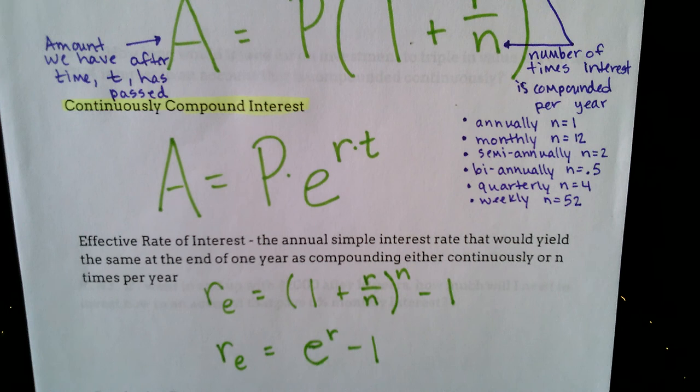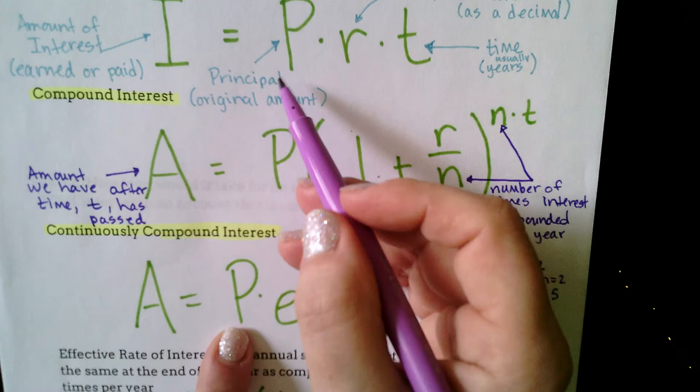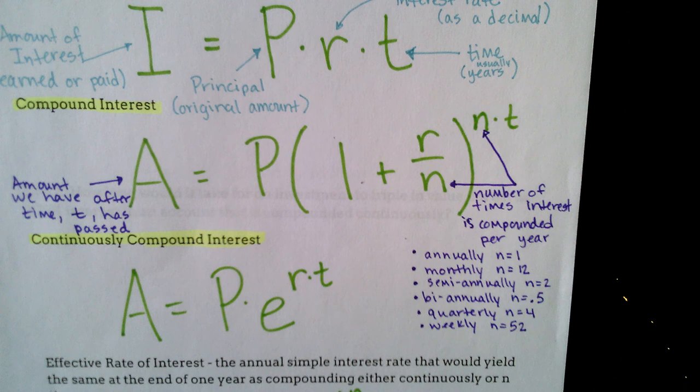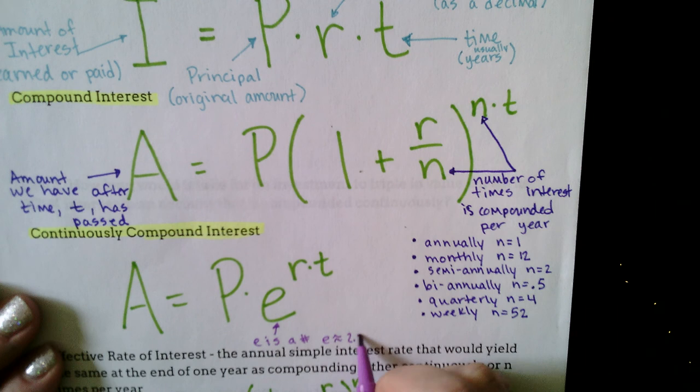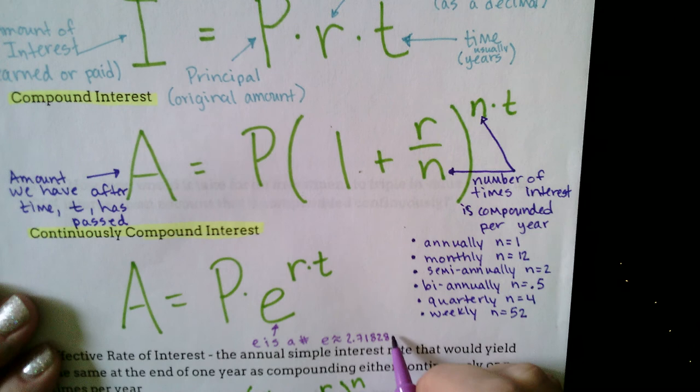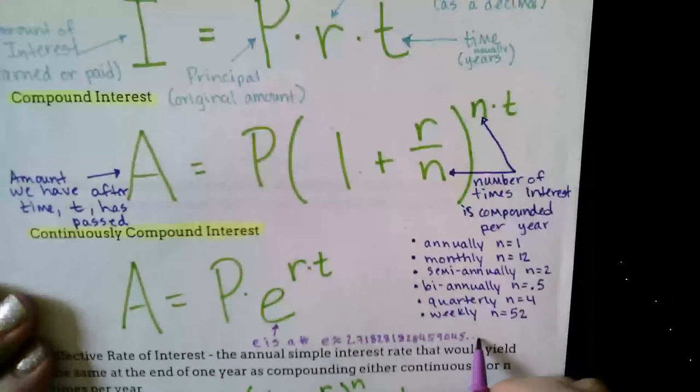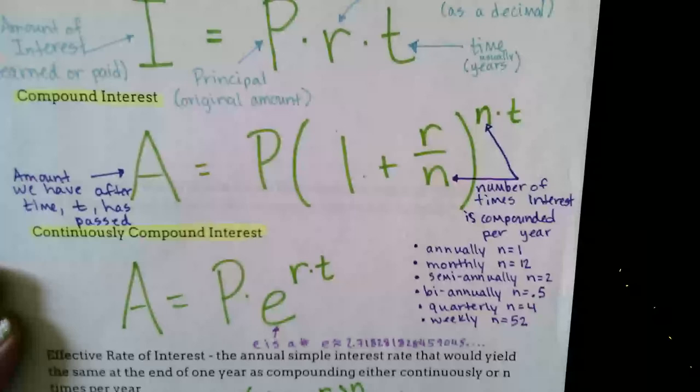So this A is the same as that A. P is the same as the principal here. R is the same interest rate. T is the same time. The difference is e, but e is a number. Remember, e is approximately 2.718281828459045. We studied it in section 6-3 maybe. Anyway, it's just a number. You can find it on your calculator.